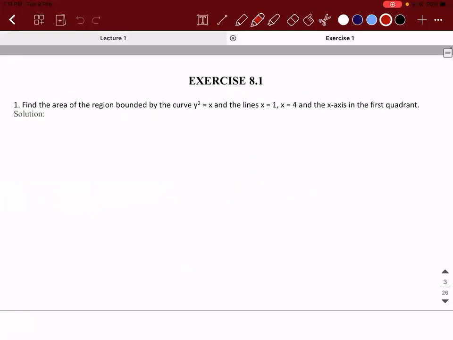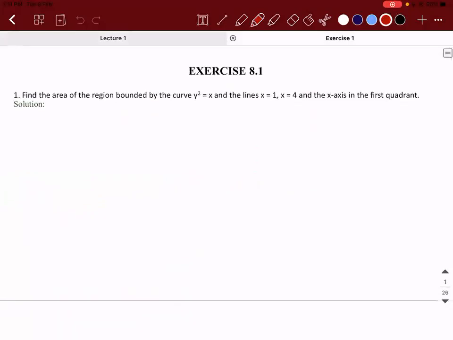Now we are supposed to solve some problems from the first exercise. I'll do 2-3 problems, then I'll go to the next exercise. I'll explain that also. Is it there or not? Let me check it once.